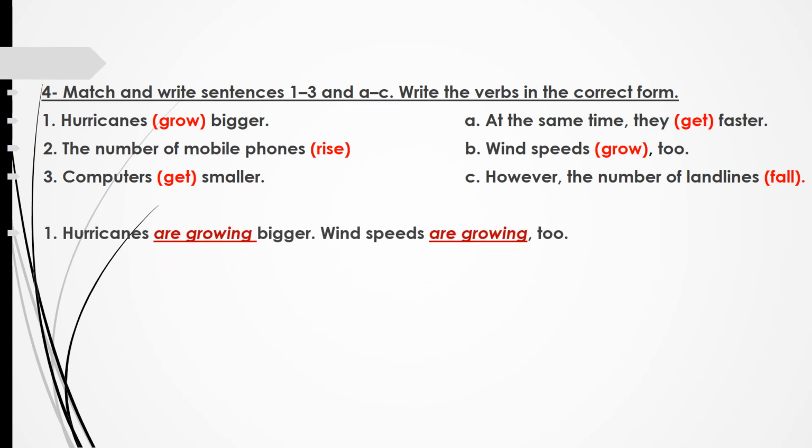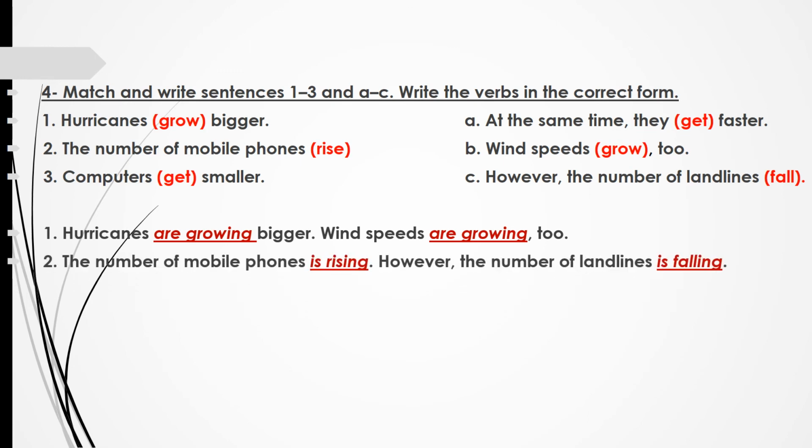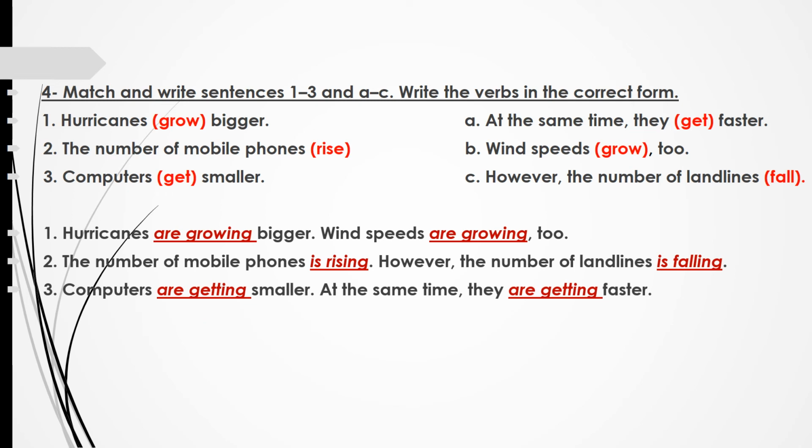Number 1. Hurricanes are getting bigger. Wind speeds are growing too. Number 2. The number of mobile phones is rising. However, the number of landlines is falling. Number 3. Computers are getting smaller. At the same time, they are getting faster. So if you notice from these verbs, we don't have any time expressions here to refer to the present continuous. But from the meaning of the sentences, here we have changes. Because of that, we use the present continuous tense.